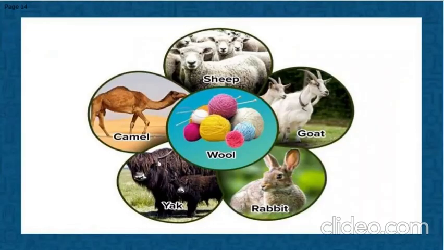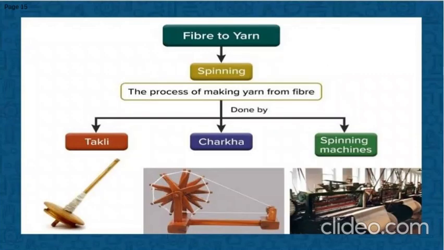Correct. So here you see wool. Wool we obtain from many types of animal. We get it from sheep, goats, rabbits, yak, camel. From all these types of animals, we get wool, and that wool is of different types also, right? It has various types.